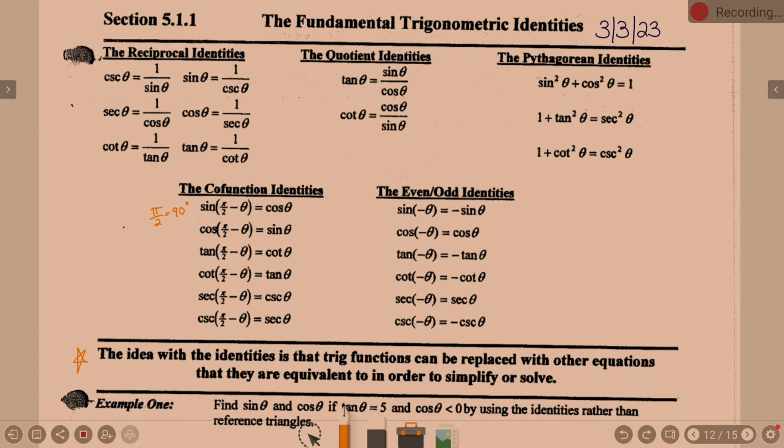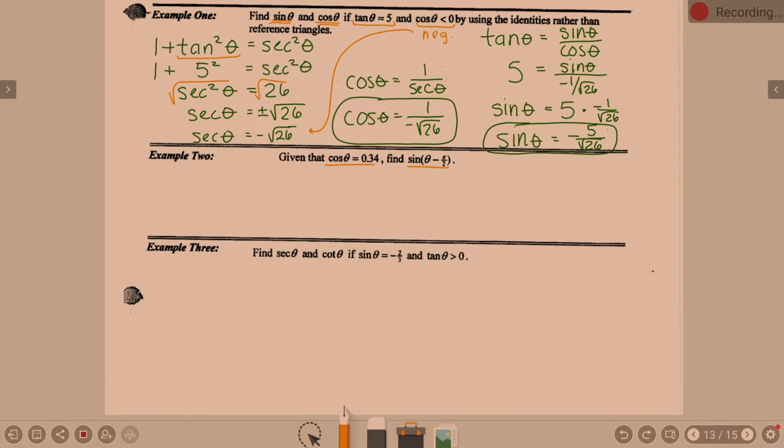So we're going to use the fact, which way was this one? That sine of pi over 2 minus theta is equivalent to cosine of theta. And I'm going to write this down off to the side, because I just need it on this page in front of me.